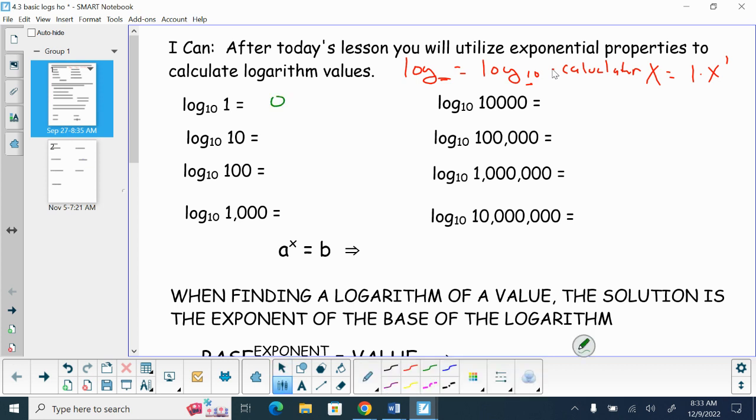0. 10? 1. 100? 2. 1,000? 3. Okay, 10,000? 4. 100,000? 5. Keep going. 6. 7. 6 and 7. So if I take the log of these numbers, I get some nice whole numbers there.